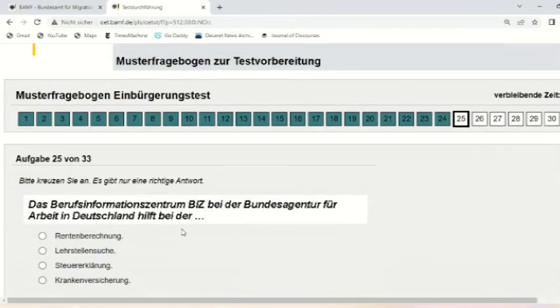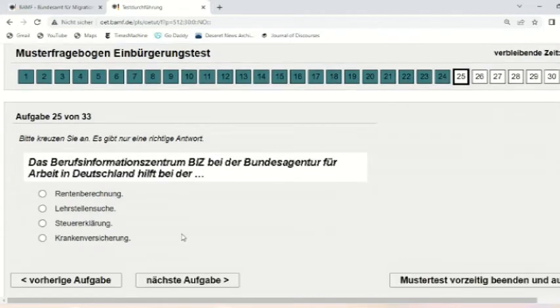Question 25. The Career Information Center, BIZ, is the unemployment office in Germany. It helps with retirement calculations, search for teaching positions, tax returns, or health insurance. Well, the only two on that list that have anything to do with career are retirement and teaching positions. I'm actually not sure about this one, so I'm going to have to guess, and I'm guessing retirement.